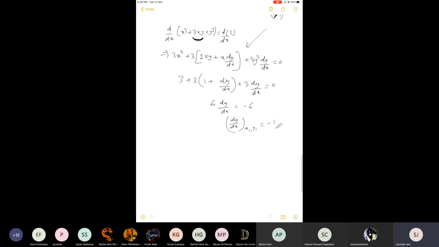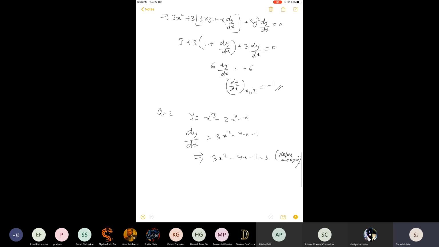So in the second question, y equals x cube minus 2x square minus x. So dy by dx is 3x square minus 4x minus 1. This implies 3x square minus 4x minus 1 equals 3. Reason: the tangent is parallel to that line, two lines are parallel, so slopes will be equal. So this is a quadratic. I'm not telling you how to solve the quadratic. I will write the values 2 and minus 2 by 3.